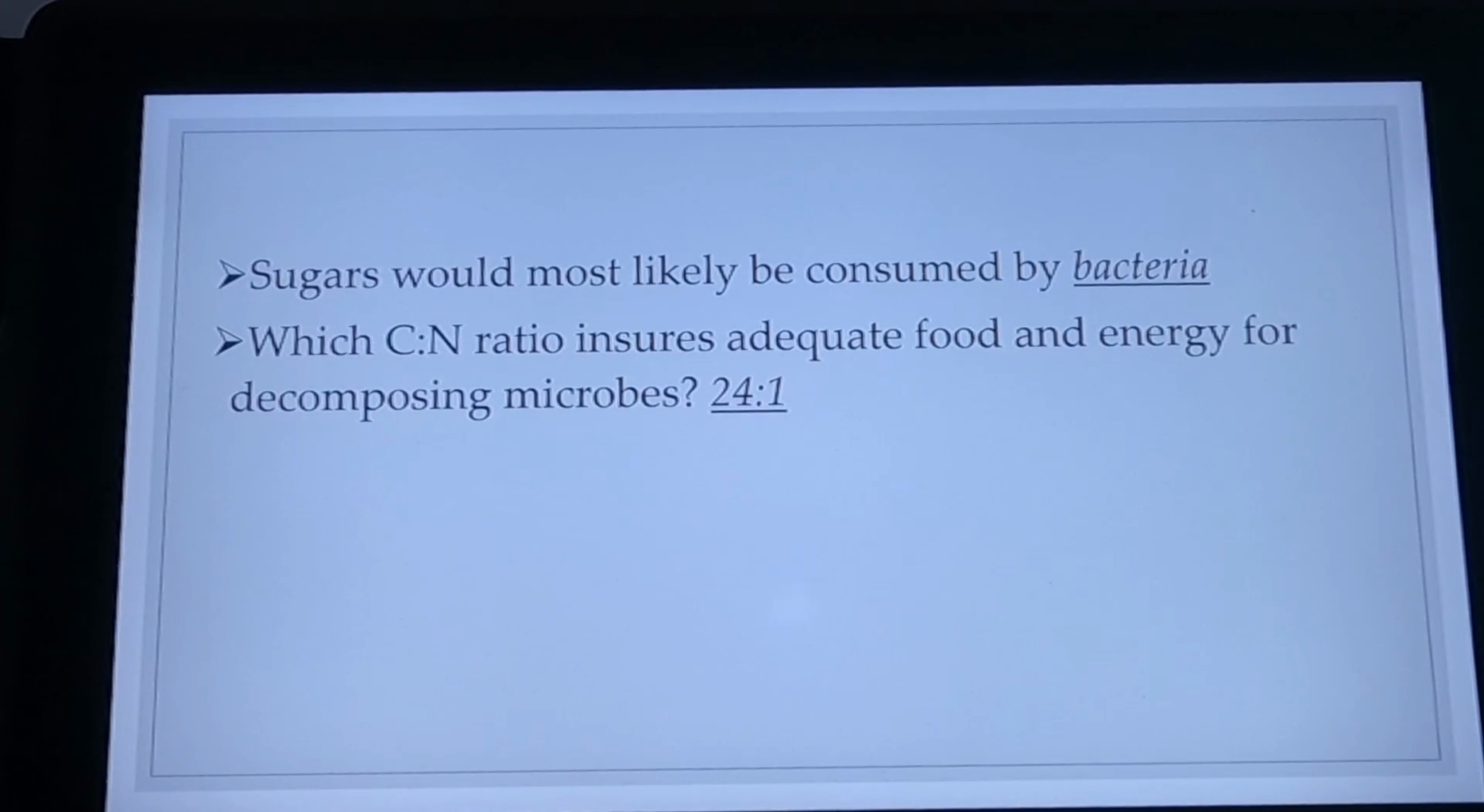Anyhow, we're going to go over this here shortly, like probably Wednesday. The carbon to nitrogen ratio, 24:1, is like the medium. That's balanced. There's no net gain or loss. So 24:1 is an important number to remember.